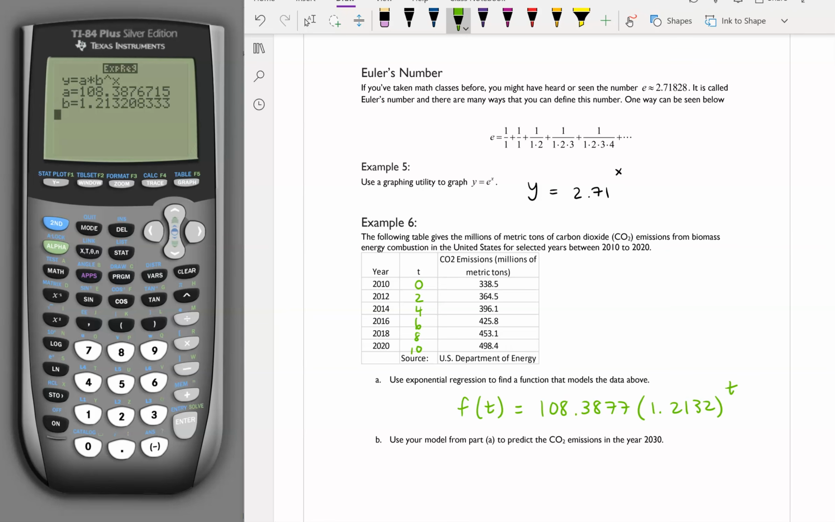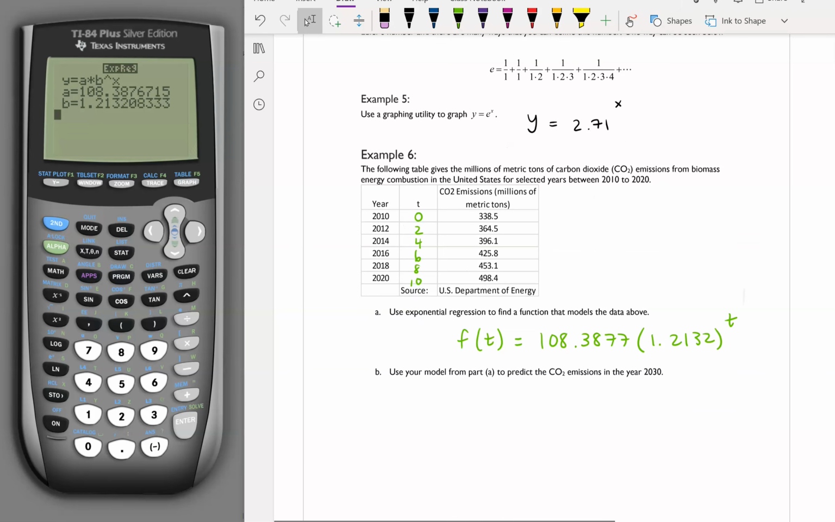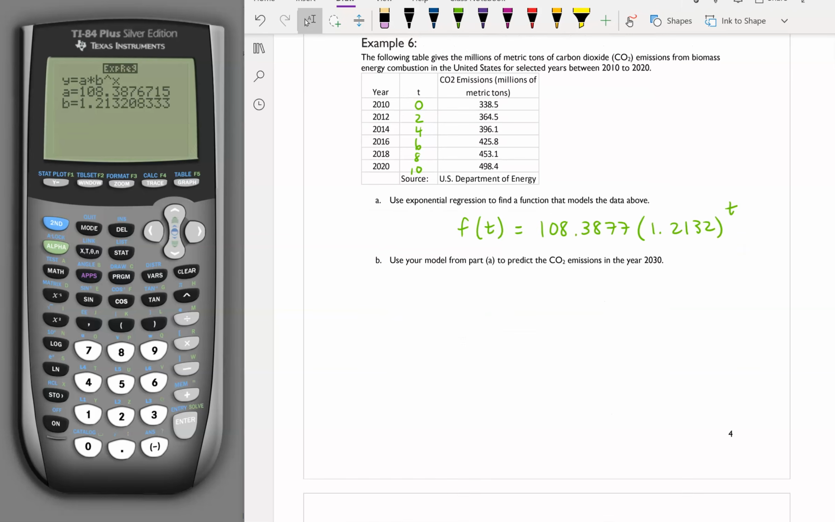So part B says use your model from part A to predict the CO2 emissions in the year 2030. 2030 is 20 years after 2010. So for our model, we would want to evaluate f of 20. So that would be, we just take the function from up above. And so I'm just going to throw that into my calculator.